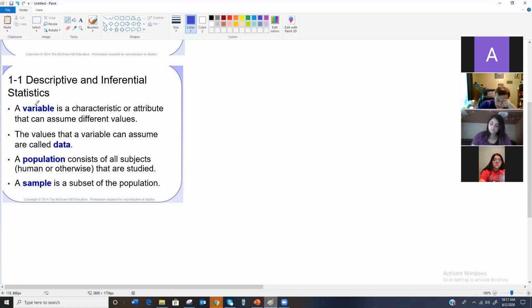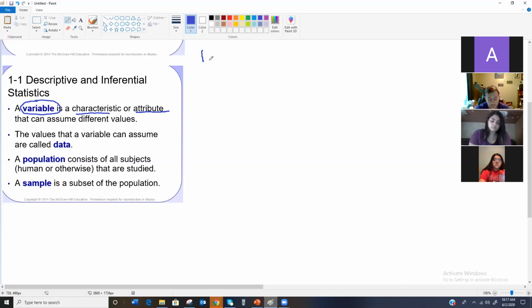So the first term that we're going to talk about is what's a variable. And you're like, oh, I've taken algebra, I know what a variable is. A variable is like x and y and n, and it's what you solve for. Well, in statistics, a variable is not really the same thing. A variable in statistics is a characteristic or attribute that can assume different values. So in statistics, a variable doesn't even have to be a number.